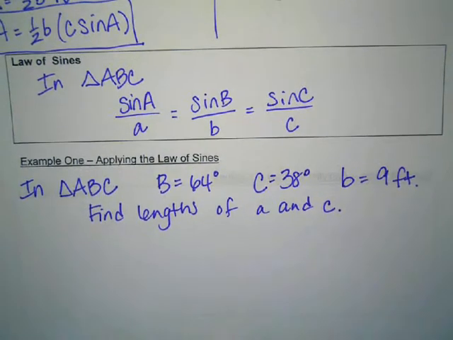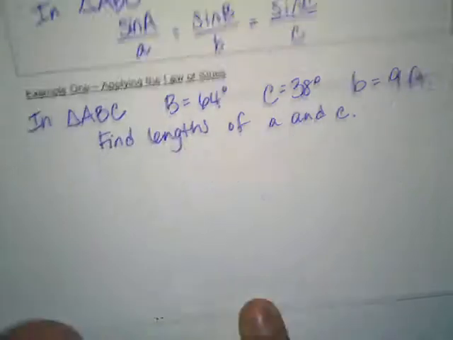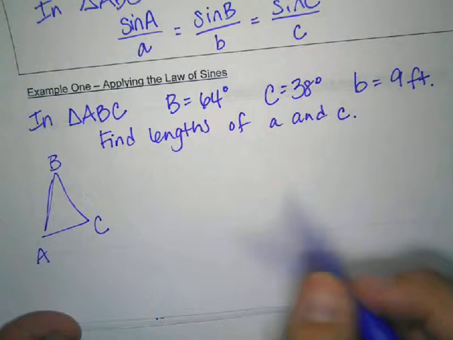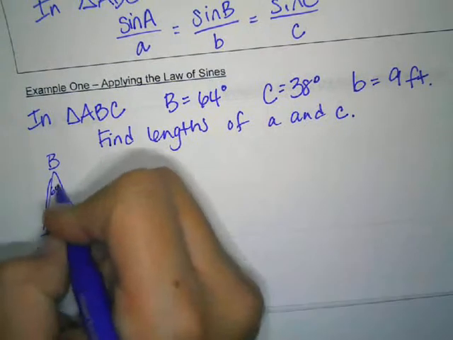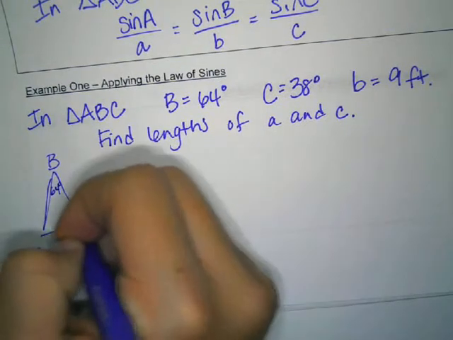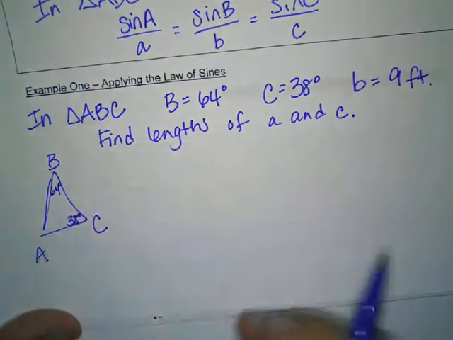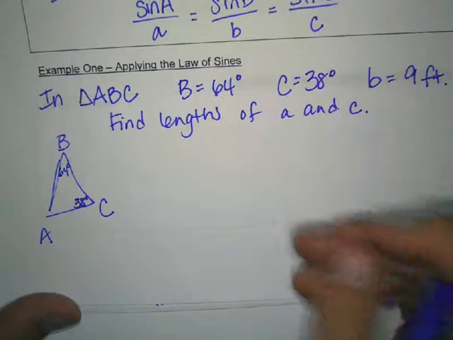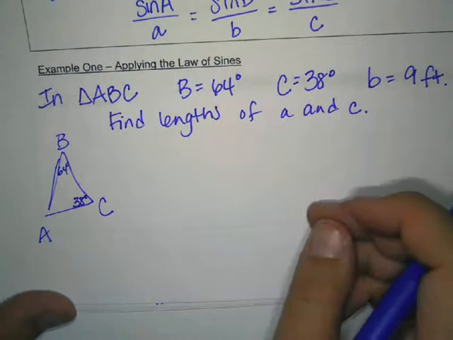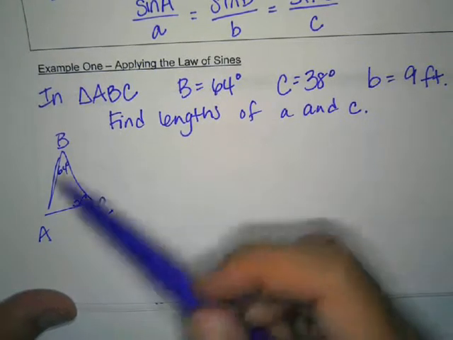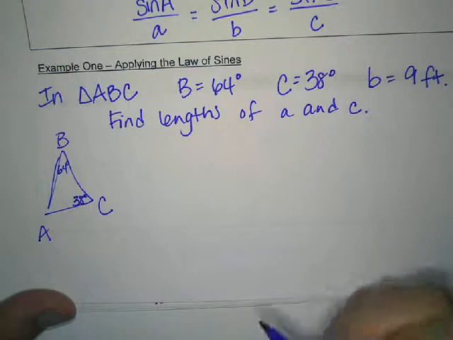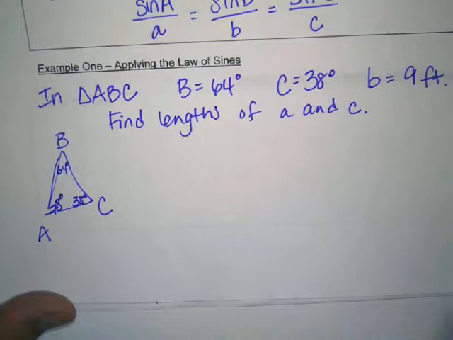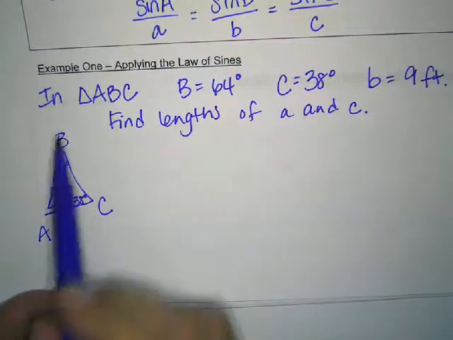Okay, let's start with drawing our triangle. So B is 64, C is 38. Can I find angle A from that information? Yeah, because all angles in a triangle add up to 180. So let's take 180, subtract 64 and 38, and tell me what's left over. 78? All right. The other piece of information they give me is that side B is 9.